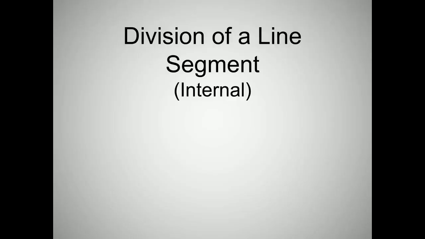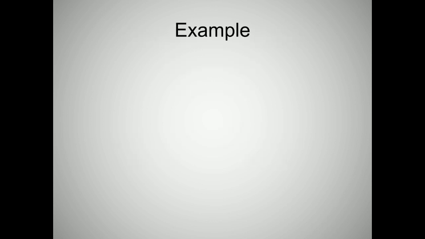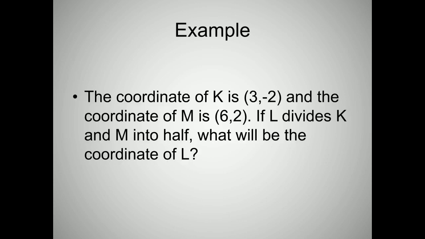Let's proceed on the internal division of a line segment. The formulas will be m x sub 2 plus n x sub 1 over m plus n and m y sub 2 plus n y sub 1 over m plus n. Example, the coordinate of K is 3, negative 2 and the coordinate of M is 6, 2. If L divides K and M into half, what will be the coordinate of L?